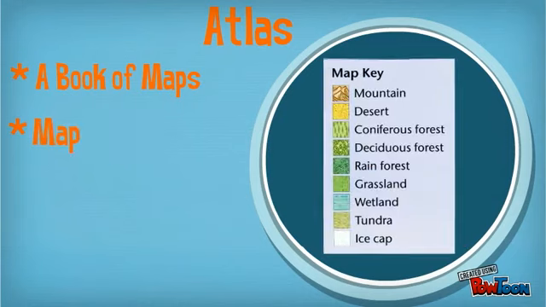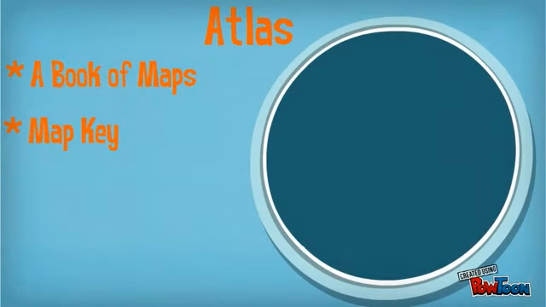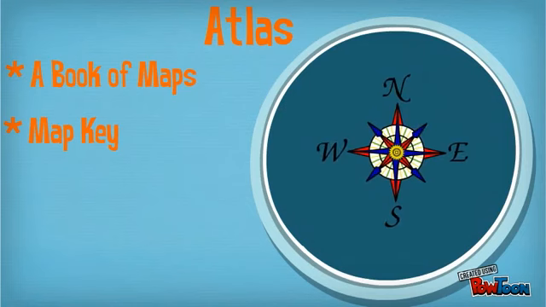Some key features in an atlas are map keys. The map key explains what each symbol of the map means. Another feature is the compass rose. This tells you which direction is north on the map.